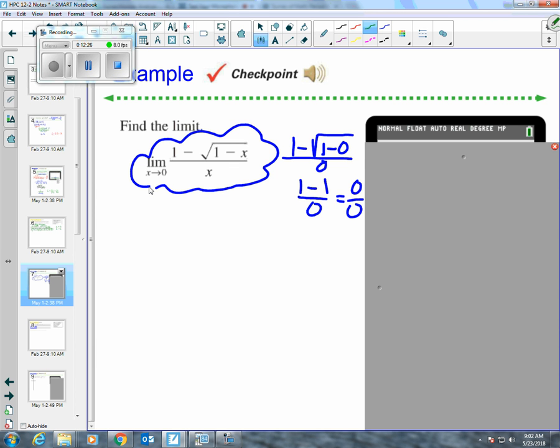Sure doesn't look like it right now, but if you get 0 over 0, you must be able to reduce that fraction. Let's take a look at the graph. So if you can go ahead and get that typed in, pause the video, go ahead and get that typed in. I'm going to show you my version then.